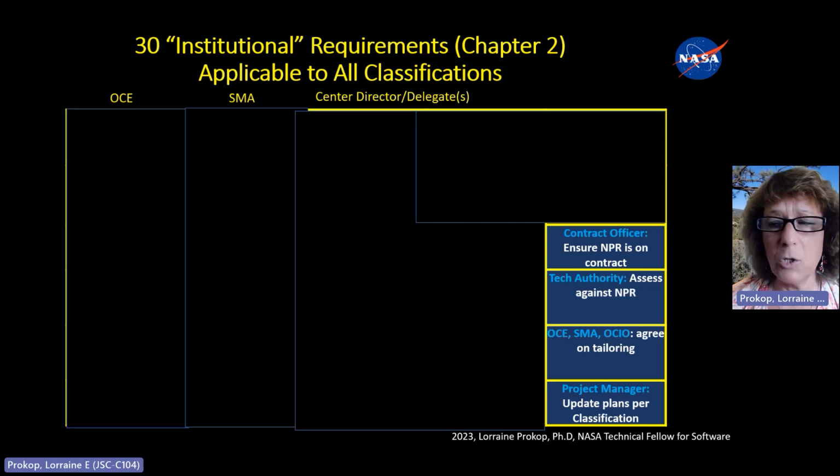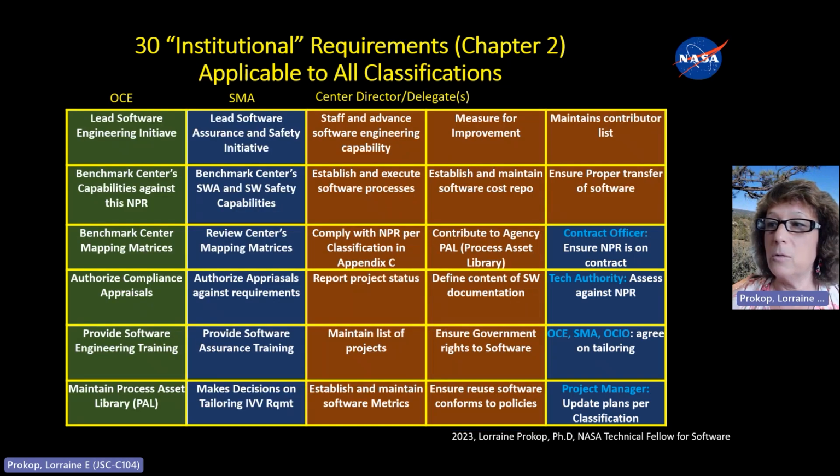And then there's a project manager requirement. Honestly, I think it should go in the next section, but it basically says that software plans need to be updated if the classification changes. So that's it in a nutshell. That's the 20 institutional requirements. Here is them summarized, and we'll go on.